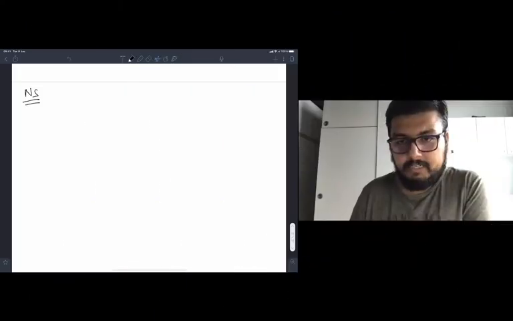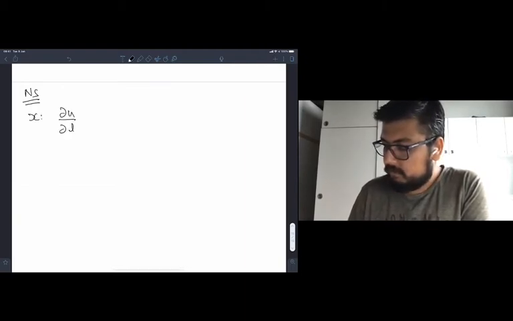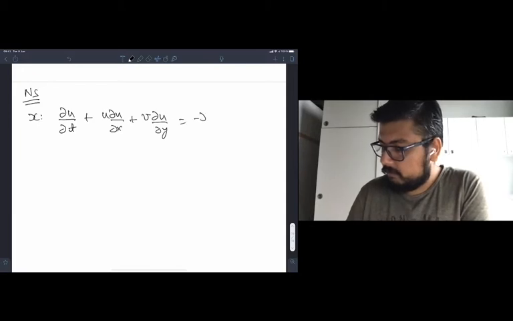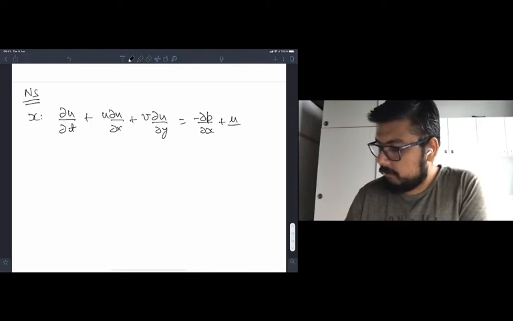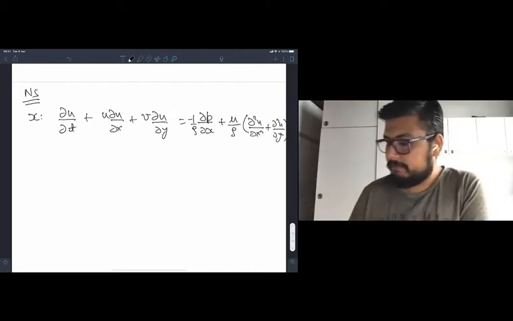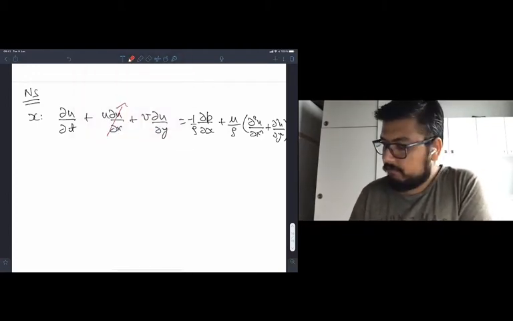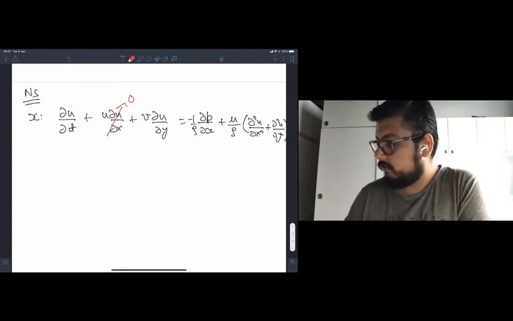So now if you look at the Navier-Stokes equation in the x direction, it will be del u by del t plus u del u by del x plus v del u by del y equals minus del p by del x plus mu by rho, 1 upon rho over there, mu by rho del square u by del x square plus del square u by del y square. Again, with the invariance in x direction, we find that this term is 0.